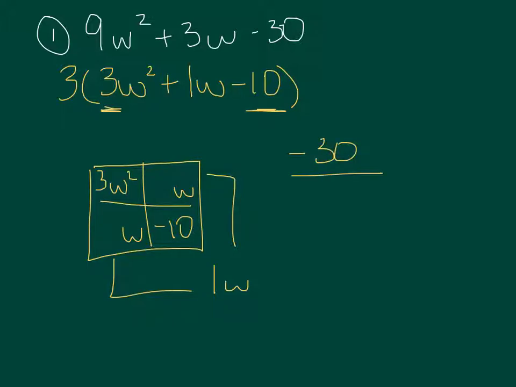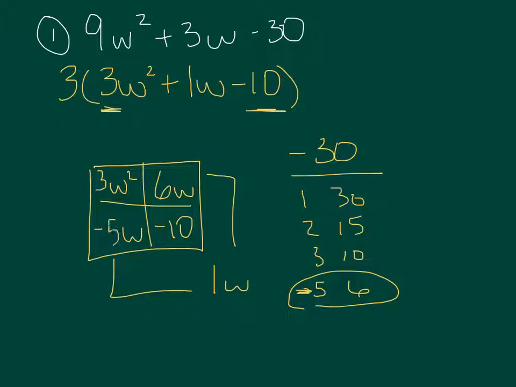We've got to figure out all the things that would multiply to negative 30. So you have 1 and 30, 2 and 15, 3 and 10, 5 and 6. Which one of those will give us a 1? 5 and 6 will if we take 6 minus 5. Our bigger number is positive, so we want to keep our bigger number positive. So put in your 6 and your negative 5.